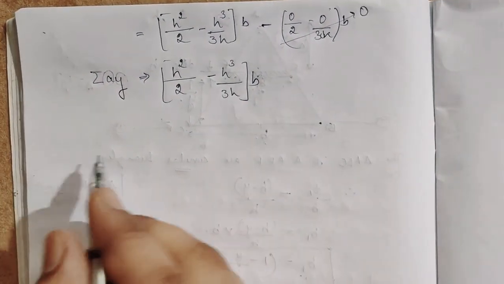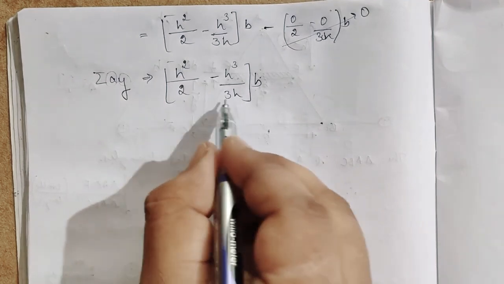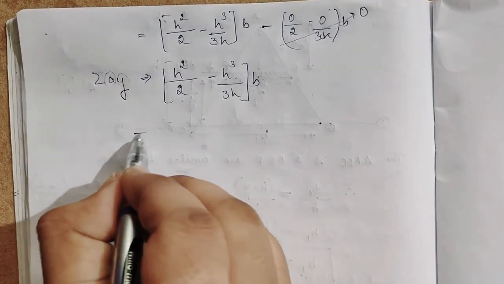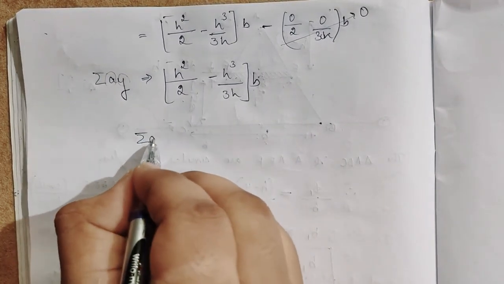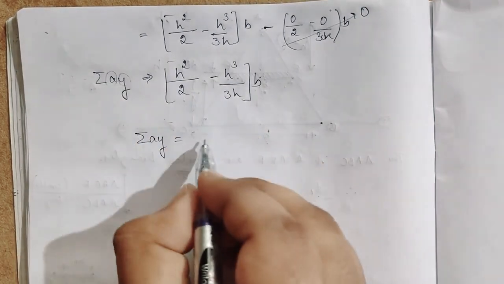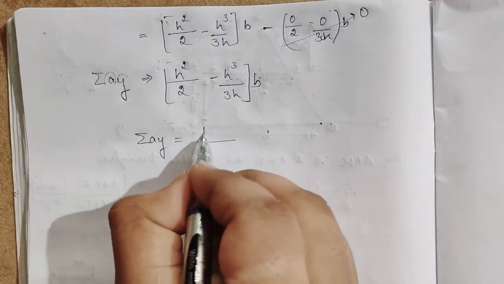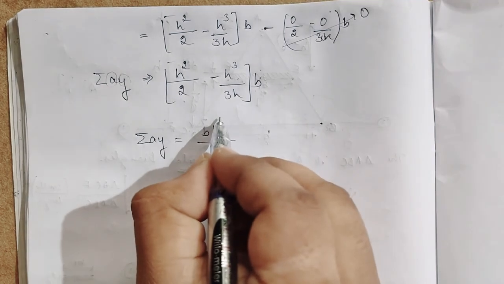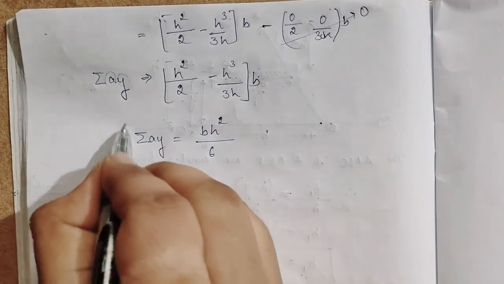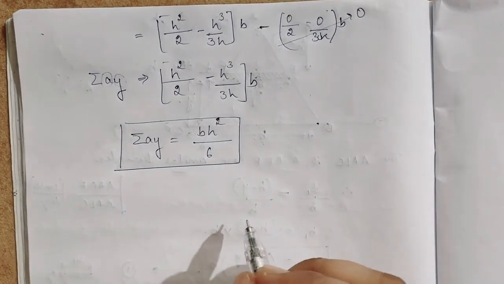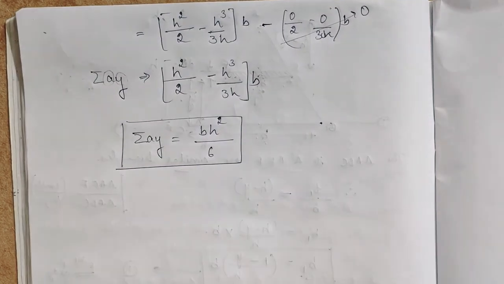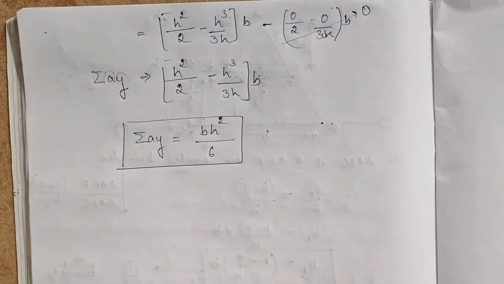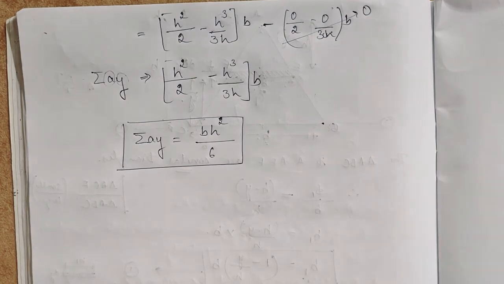Okay, so when we take LCM, summation of ay is equal to bh into 3h square divided by 6. Okay, take LCM and solve it, you will get bh square by 6. So if you want I can show you, see here.